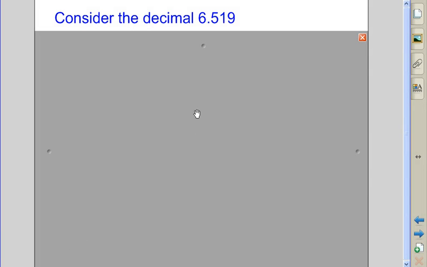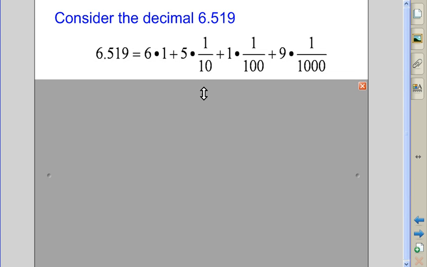Let's consider the decimal 6.519 and think about it in a number of different ways. First of all, 6.519 can be thought of as 6 times 1 plus 5 times 1/10 plus 1 times 1/100th and 9 times 1/1000th. The place values to the right of the decimal point are 1/10, 1/100th, and 1/1000th.